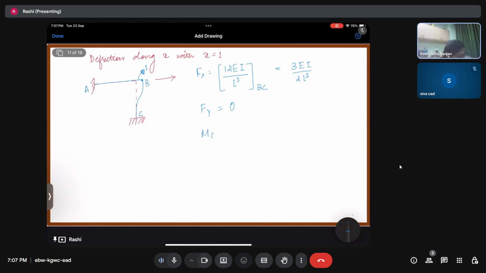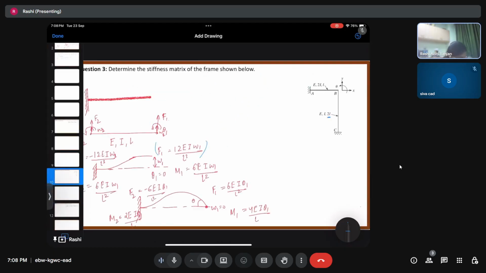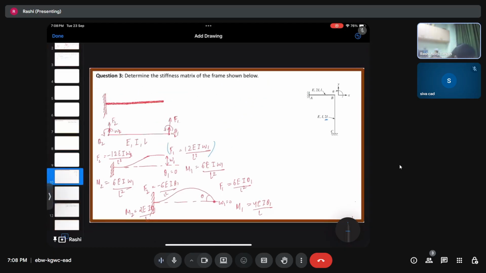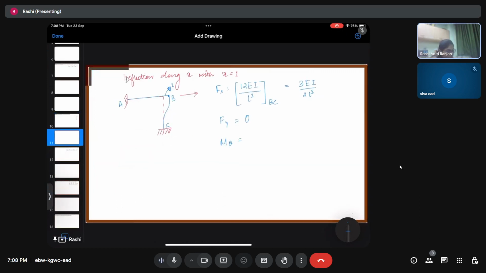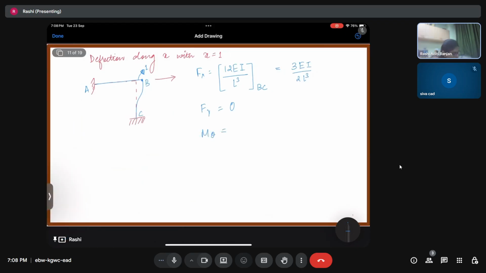And for moment about theta, what do we have? Look over here. We have a moment which is 6 EI W1 by L square. This is again for BC. For BC, L is twice of L, so 4 in the denominator. This is going to be 3 EI by twice of L square. This was for the first case.